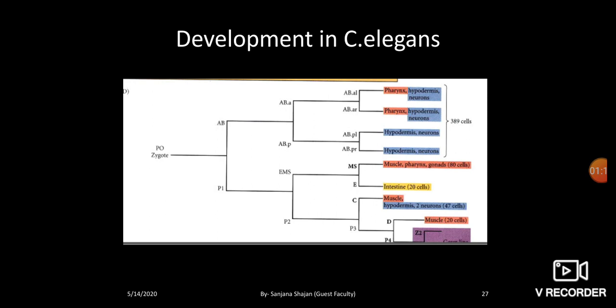You also have to remember this chart because your whole chapter revolves around this. You can see the zygote will divide into two cells, and again they'll divide into ABA, ABB, and they're again divided into different cells. Also you can see what the cells will form in the end, like the pharynx, hypodermis, the muscle cells, the intestine, and everything is formed in the end.